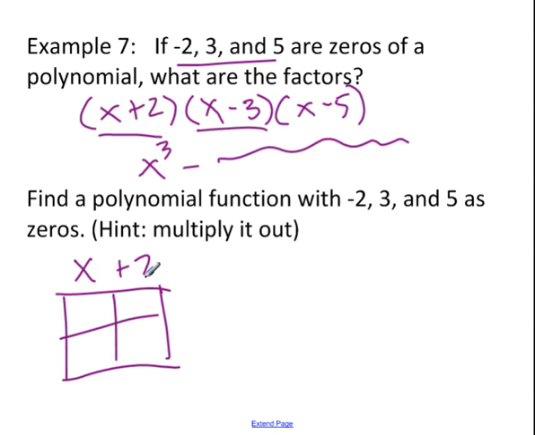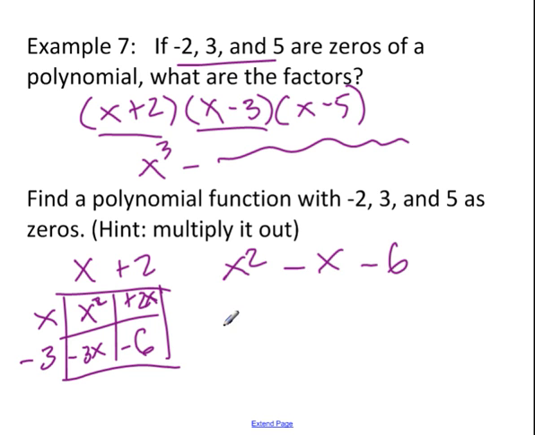So x plus 2 and x minus 3. We're going to do our box method because it is what we do. We do box method. Minus 6. So that gives me an x squared. These two are going to leave a minus x and a minus 6.